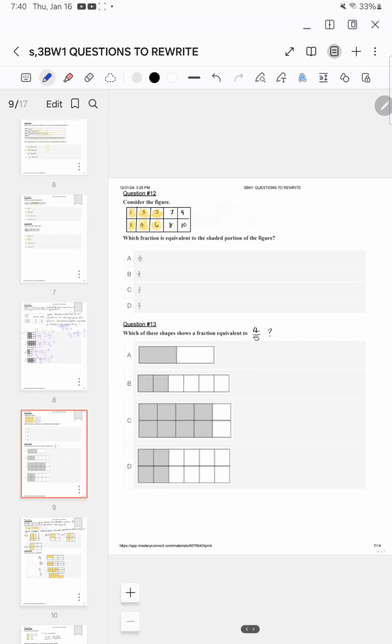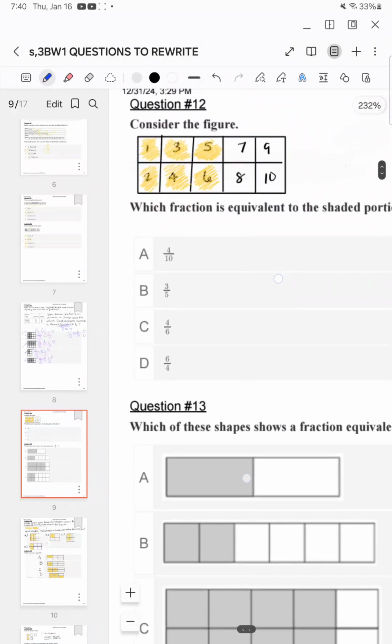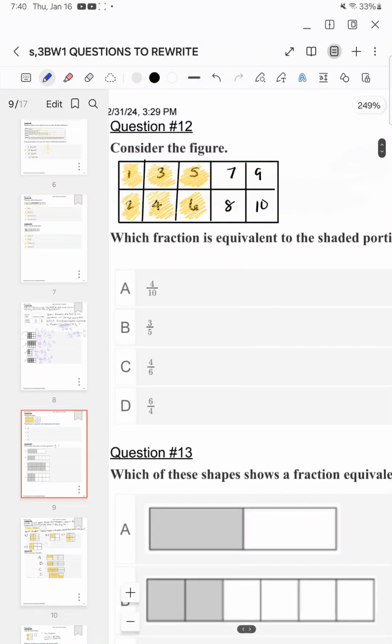Alright, let's look here. Which fraction is equivalent to the shaded portion of the figure? So if I look at this figure here, I can see already it has a total of 10 parts. And 6 of it shaded. So my fraction is 6/10. Now, if it already has the same denominator or like fraction, all I got to do is look at the numerator. So here, I see the denominators are same. And I know 6 is actually greater.